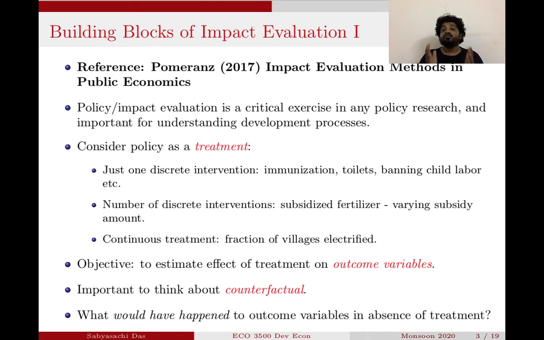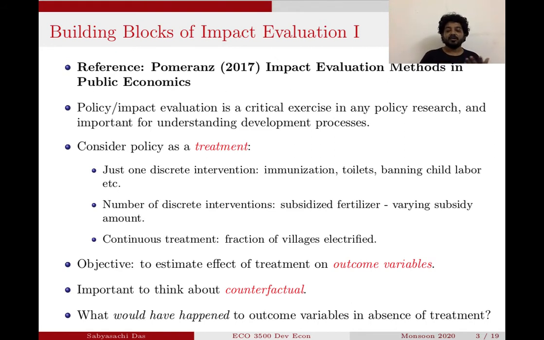If you do not know how much the outcome variable would have changed in the absence of the treatment, you cannot answer how much the outcome variable did change because of the treatment. So an important, critical exercise in impact evaluation and policy evaluation is to find out what is the right counterfactual world against which you want to measure the treatment effect.